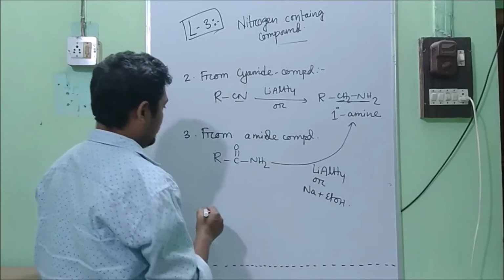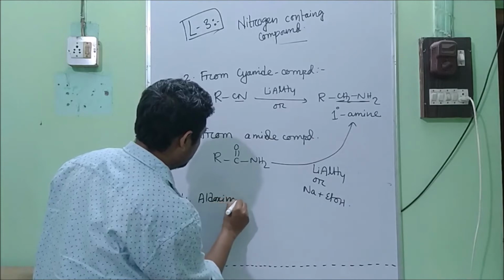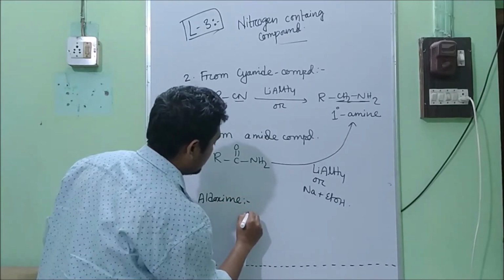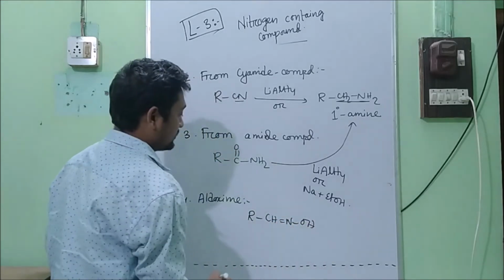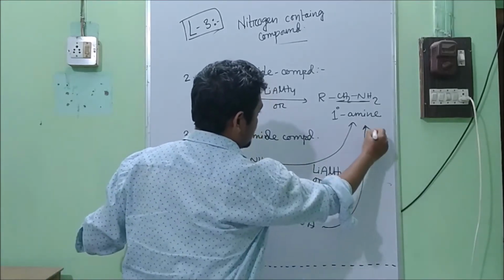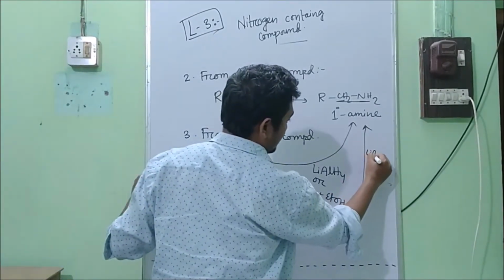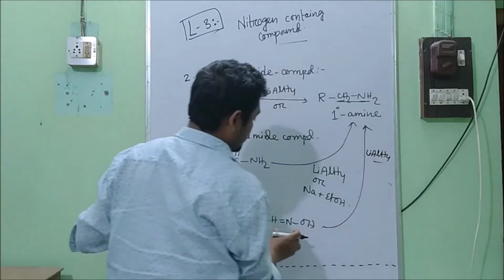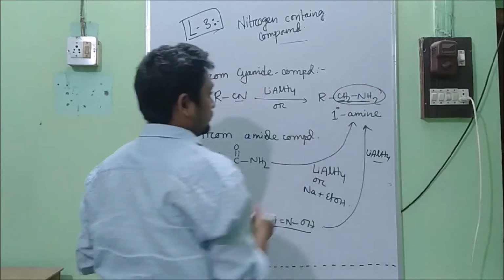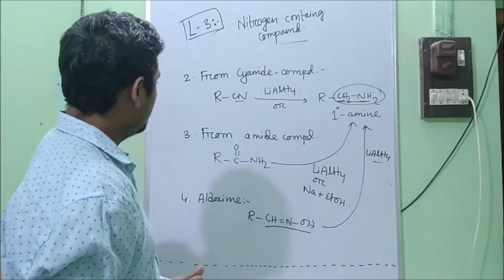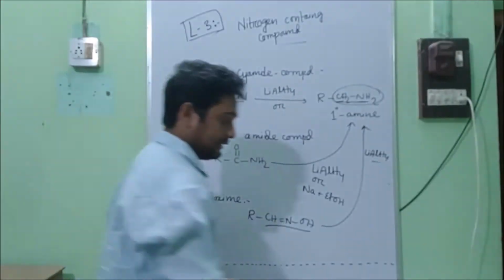Next, aldoxime. Aldoxime like RCH=NOH. This is aldoxime. So on reaction with lithium aluminum hydride, this group will convert into this group. So these are the ways to convert into amine compound.